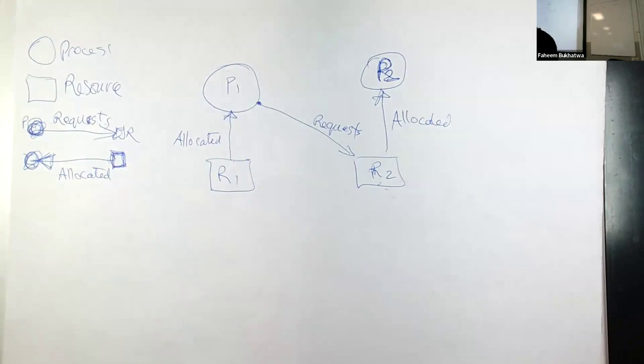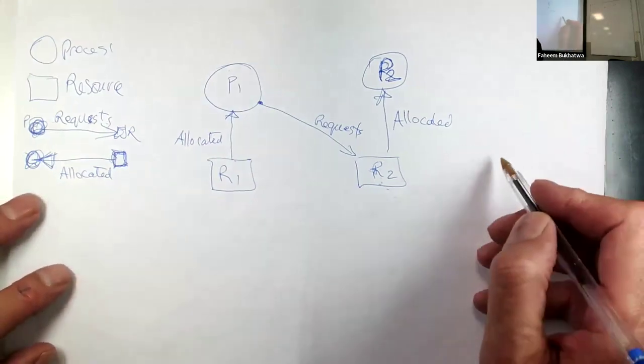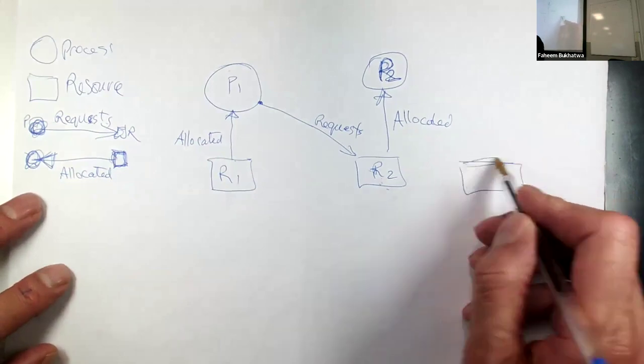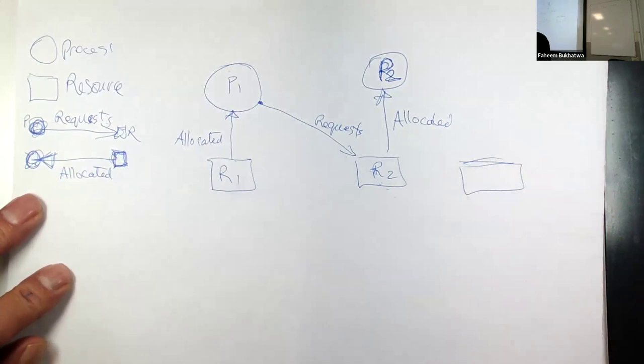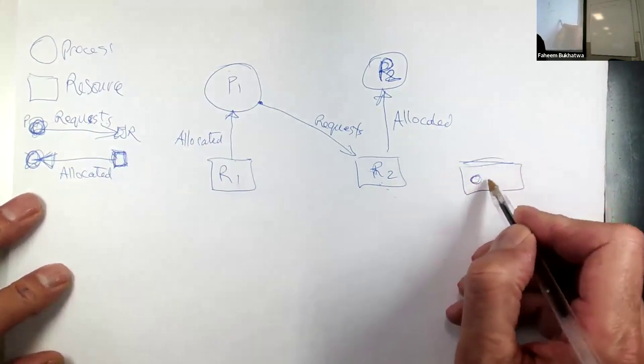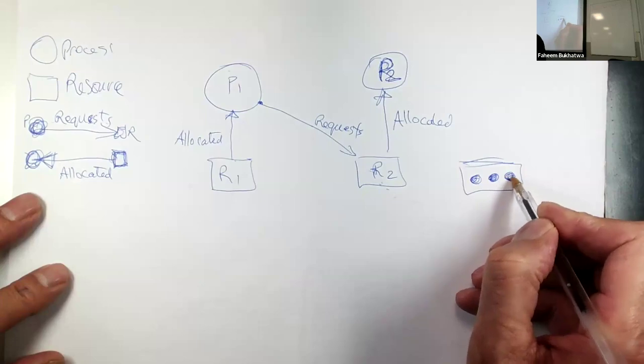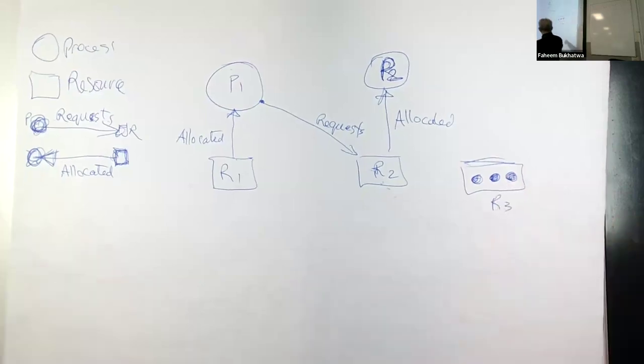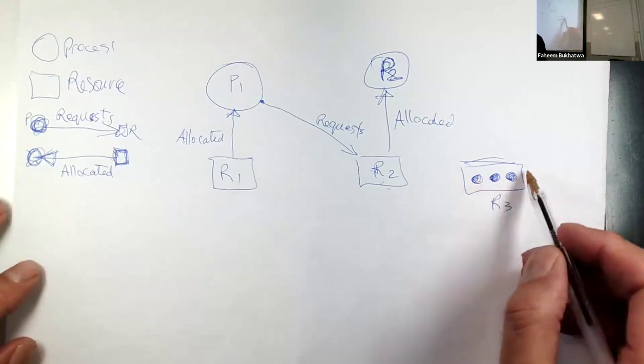There's one other symbol that's not shown here, and this is for multiple instances of the same resource. Sometimes you get a rectangle with maybe 2 or 3 dots in it. What does that mean? This is resource 3. That means we have 3 items of resource 3. It's like, for example, we have 3 printers, and they are identical to the point that it doesn't matter which one you get allocated, it will do. If there's a difference, then they are not the same instances of the same resource.